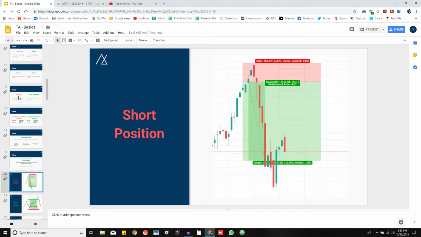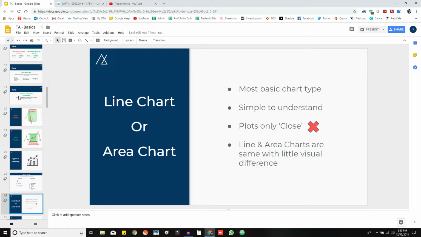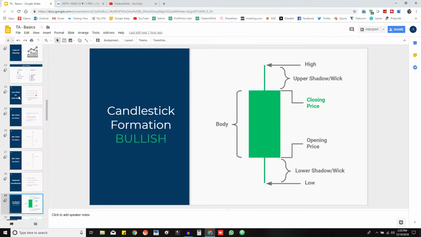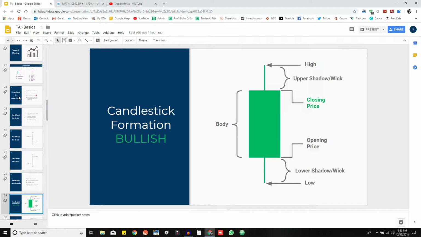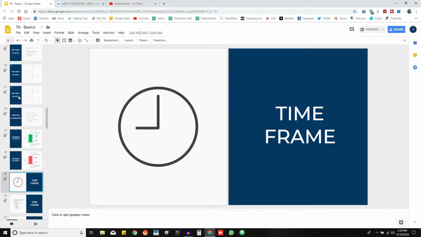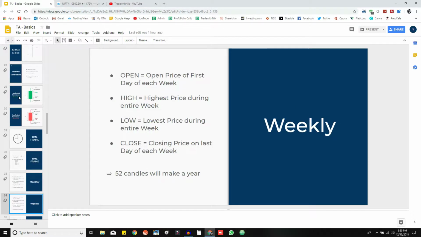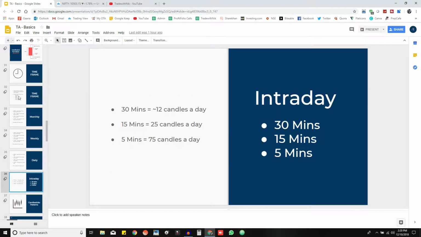And we have seen how to create a short position and long position, the types of charting, in which we have seen that Japanese candlesticks are perhaps the most accurate representation of raw price action. We have seen the candlestick formation of bullish and bearish, and various time frames in which a trader can trade according to his trading style, that is monthly, weekly, daily and intraday.